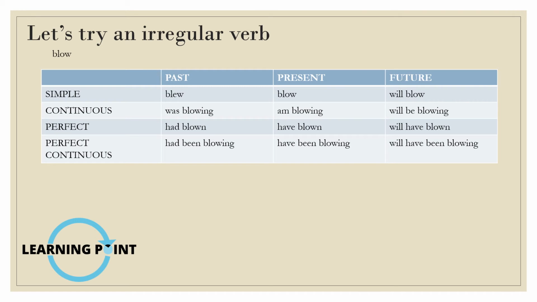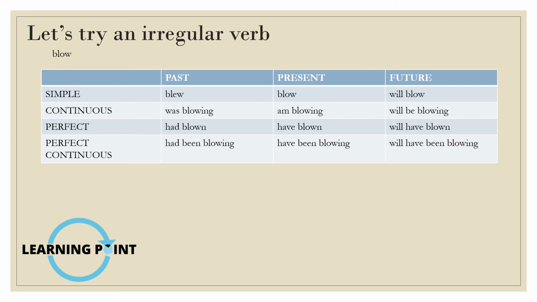Then we get to perfect continuous. Had plus been plus verb plus ing. Had been blowing. Then we get to present: have or has plus been plus verb plus your ing. Have been blowing. Future perfect continuous: will have been blowing. Right. So you should know your recipe quite well by now. You're going to practice it in a little while. So I want you to know your recipe very, very well and practice it with all the verbs on your handout.